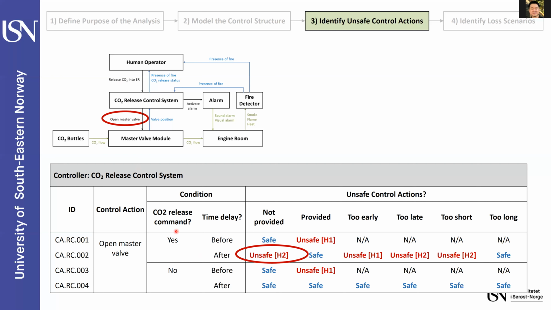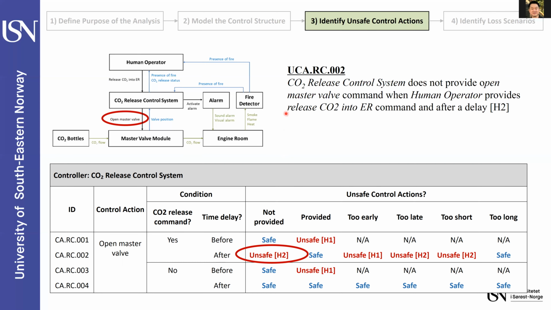CO2 release command is provided, after the time delay, open master valve is not provided. Then we can make a sentence like this. This is the numbering of the unsafe control actions: unsafe control action, release control system, number 002. So the CO2 release control system does not provide the open master valve command when the human operator provides the release CO2 into engine room command and after a delay. This is an example of how to make a sentence for an unsafe control action.